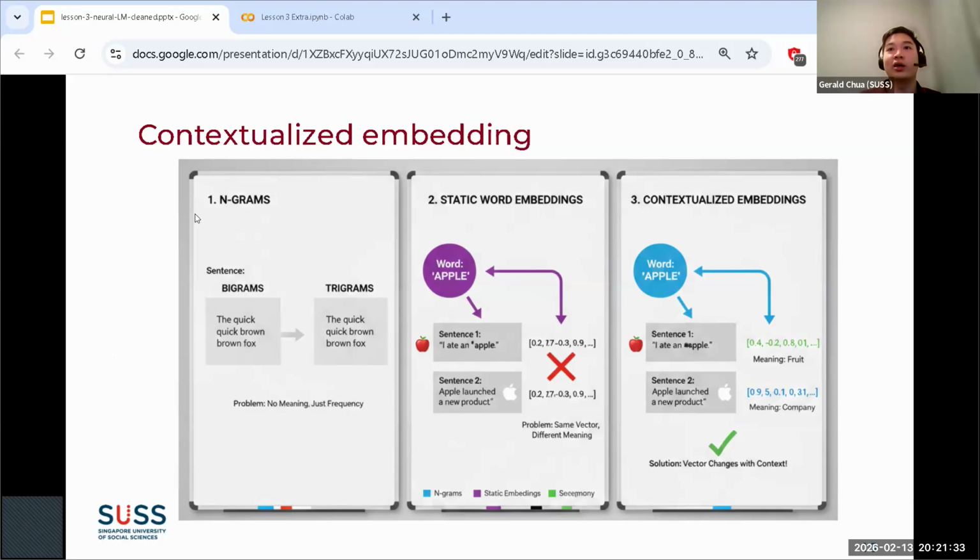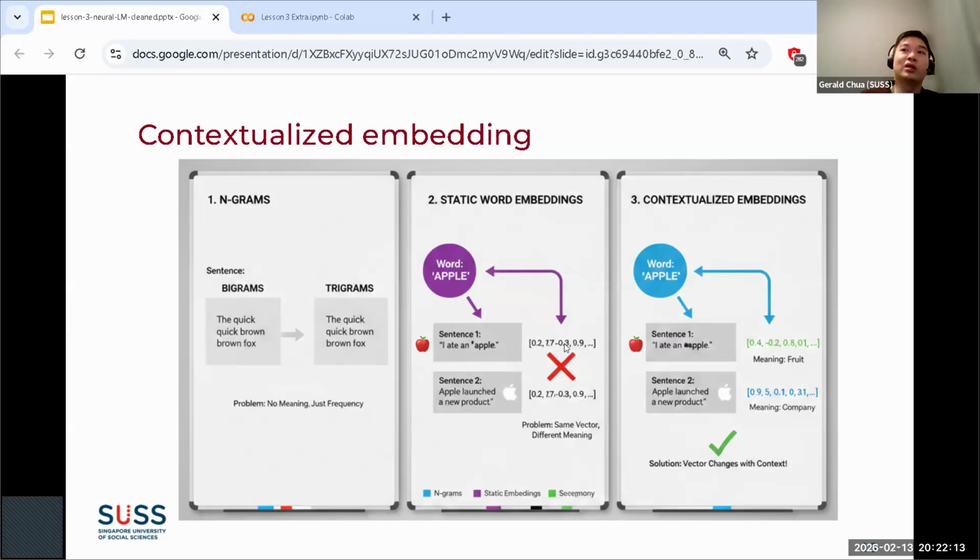If you look at n-grams, they give the context of the bigram, like the quick brown fox, and then the trigrams. Bigrams take 2 words, trigrams take 3 words. There's no meaning, it just takes the frequency of words. But with static word embeddings, you have a vector associated with each word. So apple, if you do a word embedding on it, could translate to, in this case, 0.2, 1.7, 0.3, etc. It translates to a certain number.